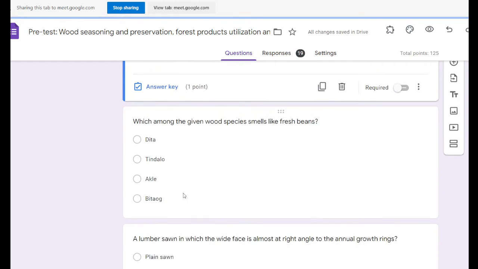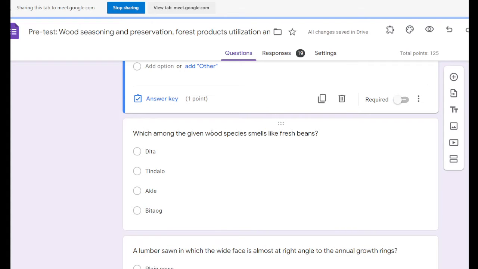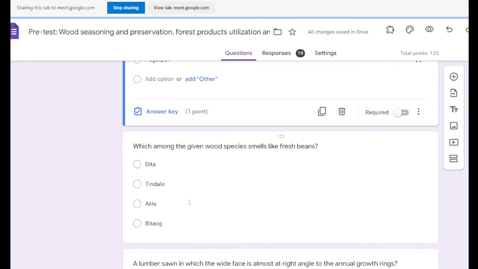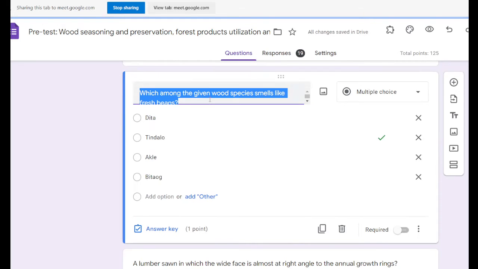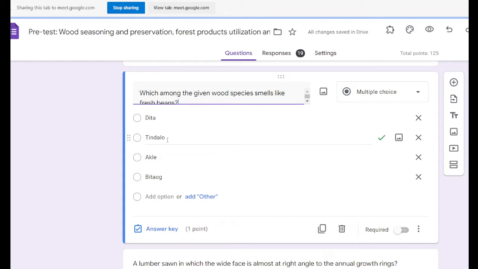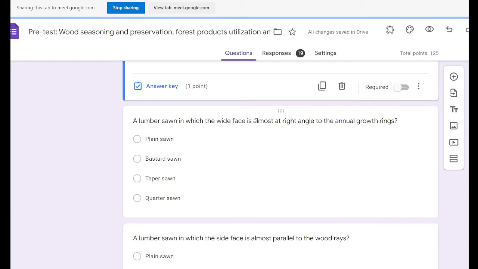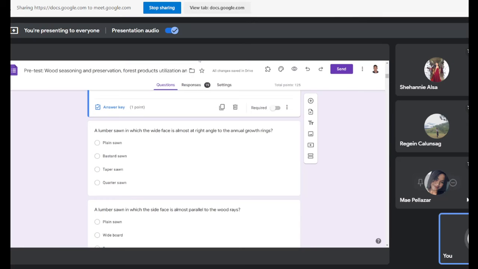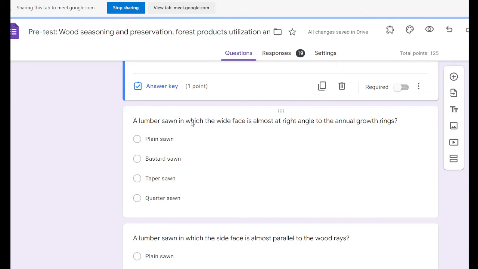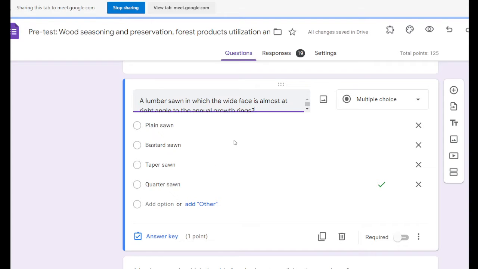Okay? Which among the given wood species smells like fresh beans? Lahi na po ng options, no? Dita, tindalo, akle, and bitaog. So the correct answer for this one is tindalo. Okay? Tindalo has the characteristics of having a smell of fresh beans. Next, a lumber sawn in which the wide face is almost at right angle to the annual growth rings. Answer ano eh? Ivy Rose. Quarter sawn, sir. Yeah. Correct answer for this question is quarter sawn.